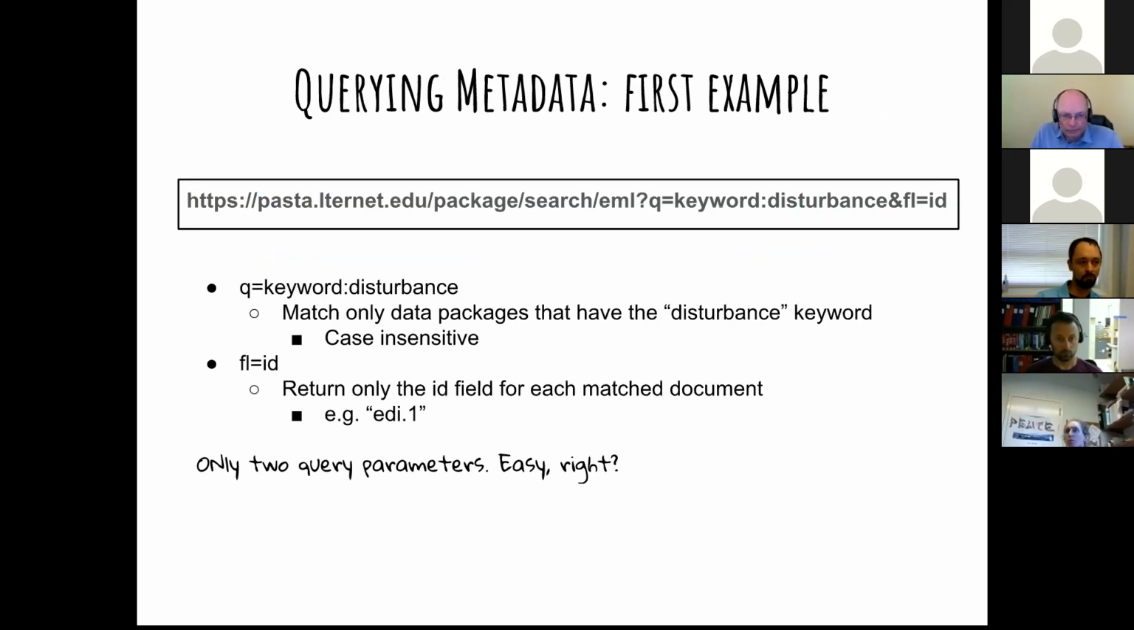In our first example, we compose a query using only 2 query parameters in our URL. The Q parameter says, here's the field and the text I want you to match. Keyword is the name of the indexed field that is being queried, and we want to match all documents that have the word disturbance as the value of at least 1 keyword. The second parameter, FL, specifies the field list we are asking Pasta Plus to return. In this case, we're saying that for each matching document, all we want to know is its ID value, such as EDI.1.